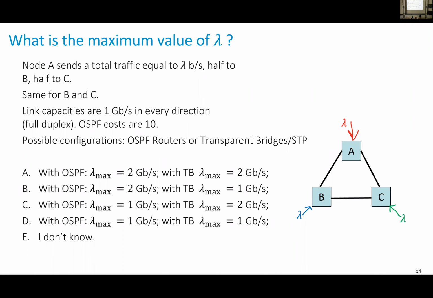And let's restart with a little quiz. Here's a network, the simplest of all redundant networks, a triangle. Assume all nodes receive an input traffic lambda, and the links are 1 gigabit per second in every direction. What is the maximum value of lambda that is possible, assuming traffic is uniform in the sense that the traffic from A goes 50% to B and 50% to C? So the question is if we have OSPF routers, assuming the link costs are the same here, or if we use transparent bridges, if A, B, C are transparent bridges. What's your guess, or educated guess?